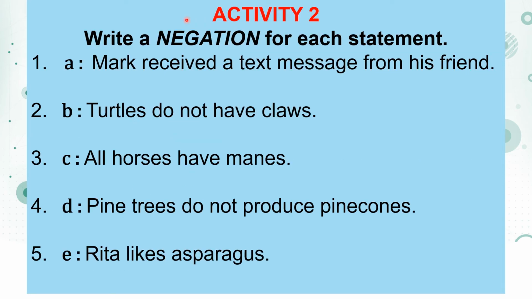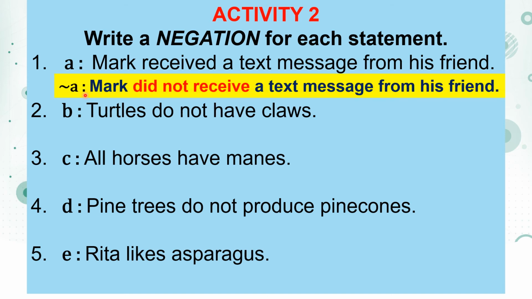Let's have activity number 2. Directions. Write a negation for each statement. Negation means it's the opposite of a given statement. Kabaligtaran nung binigay na statement. Number 1. A is the proposition. Mark received a text message from his friend. So the opposite of the word receive is did not receive. So the negation for proposition A is Mark did not receive a text message from his friend.